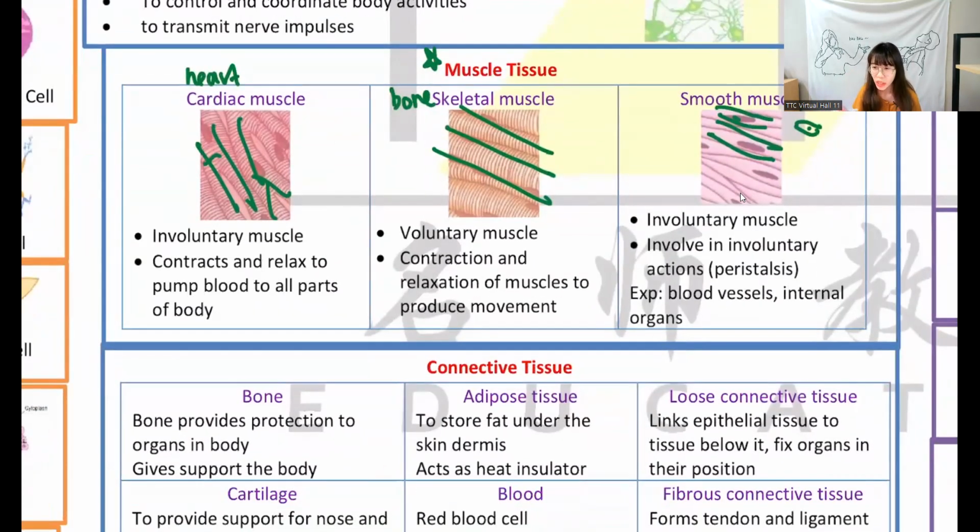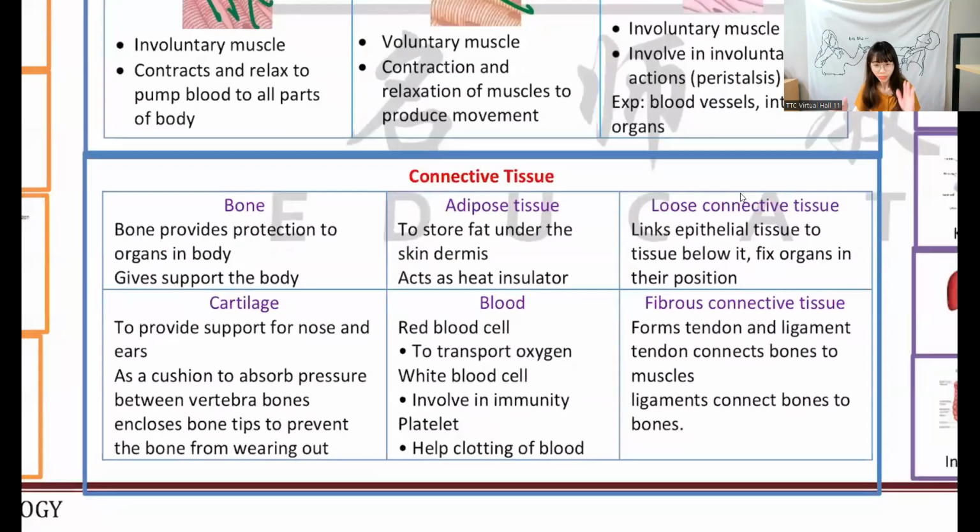Now, connective tissue means they connect things together. What do they connect? The first is bone. Bone connects our body parts together, because from head to toe we have bones. What is the function of bones besides connection? They give us a body frame, so we look like a human. Without bone, we would look like a jelly. Bones also give us protection: they protect internal organs, and at the same time give us a body frame.